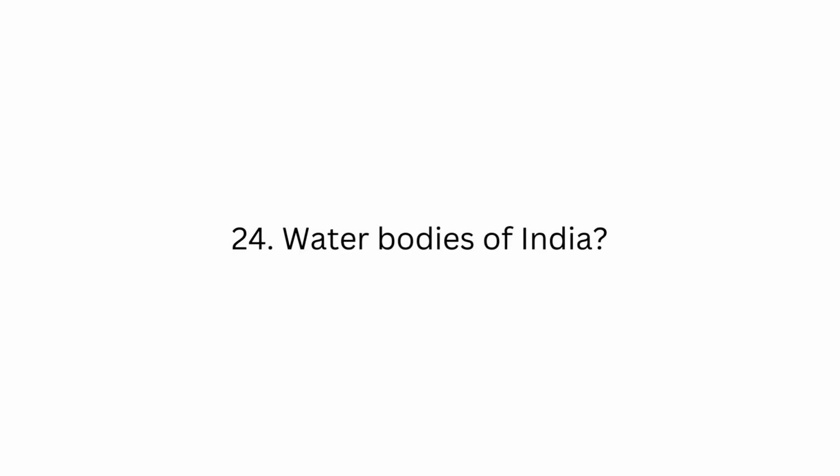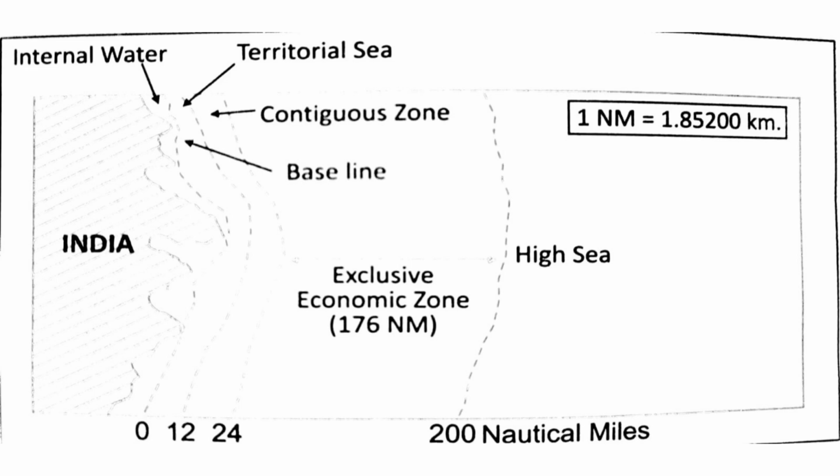Moving to the 24th question, water bodies of India. Here I want to tell what the rules behind the water body are. As you can see in the picture, this is the land boundary of India. Here you see three lines, and at last one more line. According to the distances, it is divided into types. Here you see internal water is like 0 nautical miles. Thereafter from 0 to 12 nautical miles we call it the territorial sea. That is in our right.